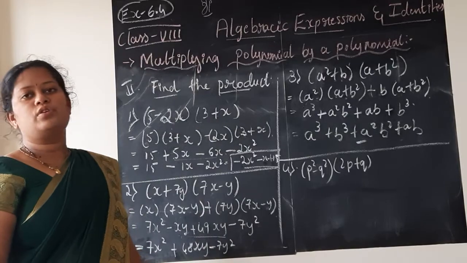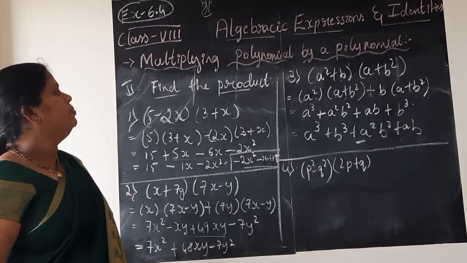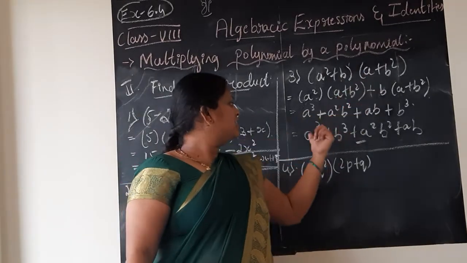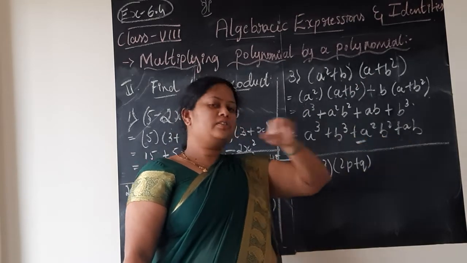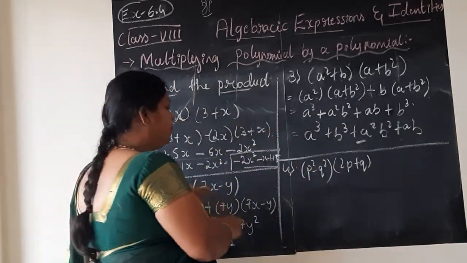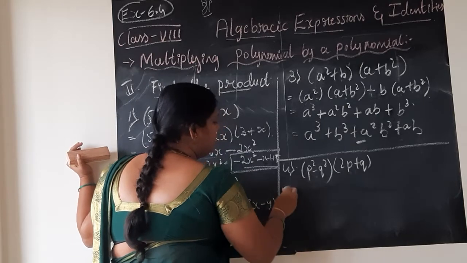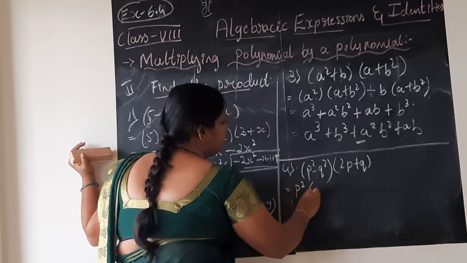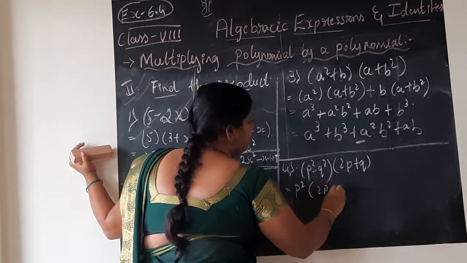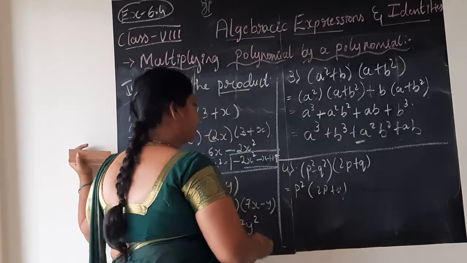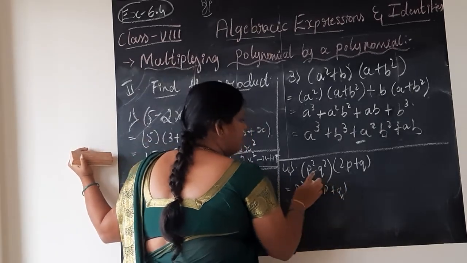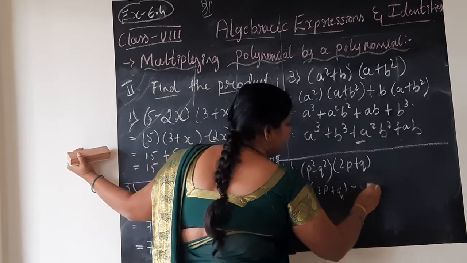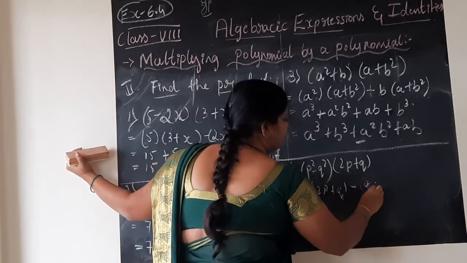So this is how you do, children. A square plus b into a plus b square is a cube plus b cube plus a square b square plus ab. Now last problem. Again we have two binomials, is equal to p square, first term, into 2p plus q. Minus sign is there. So minus, what is that? Q square.